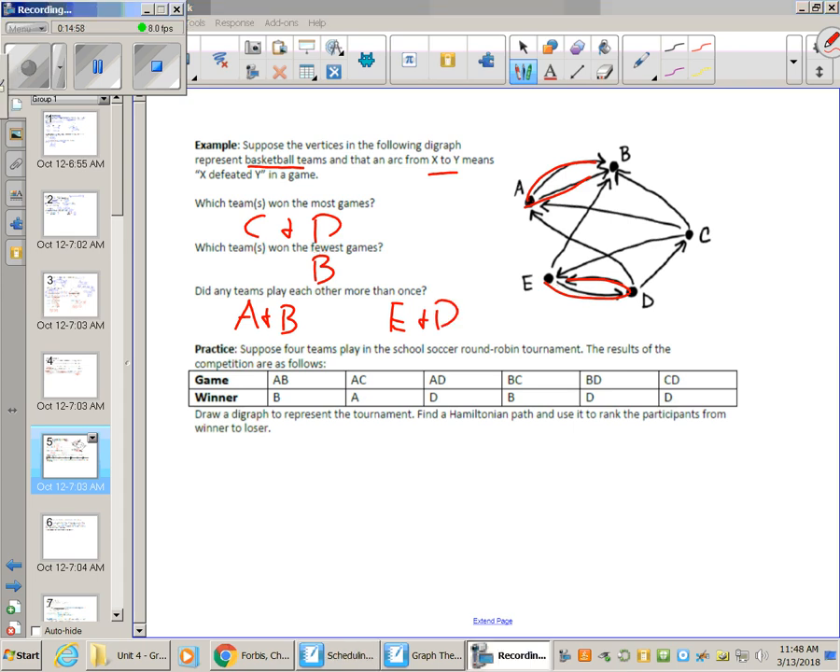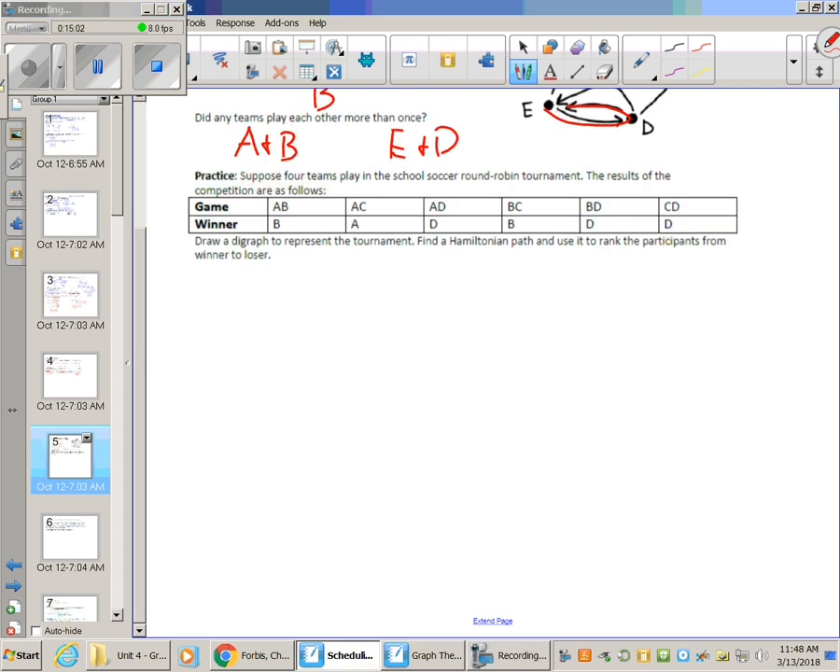Let's do an example ourselves with a tournament bracket, following the same rules as above. It says, suppose 4 teams play in the school soccer round-robin tournament. They're all playing each other. The results of the competition are as follows. Whenever A and B played each other, B wins. Whenever A and C played each other, A wins.